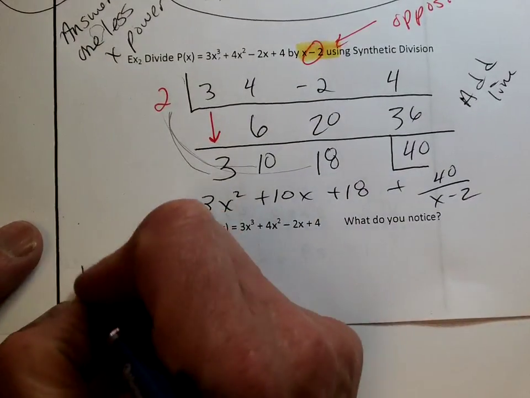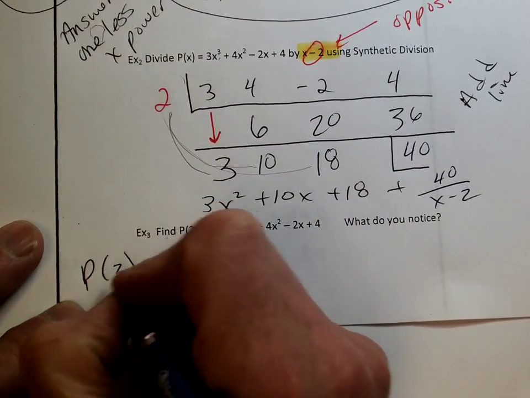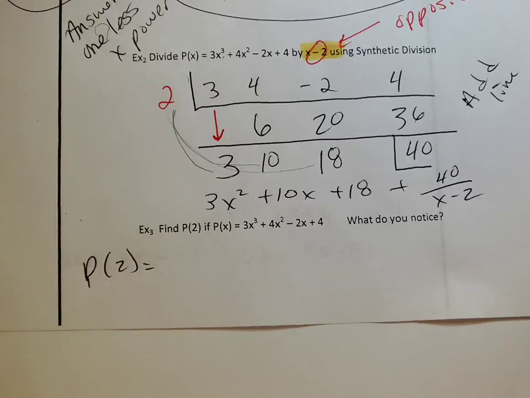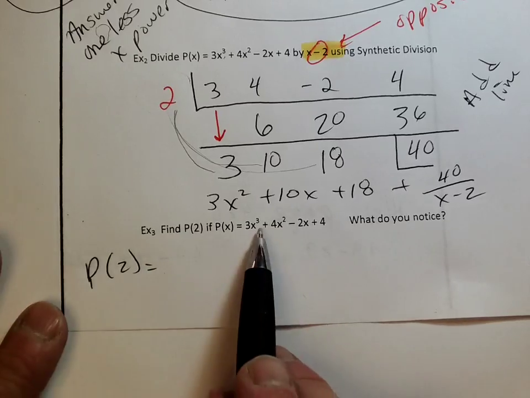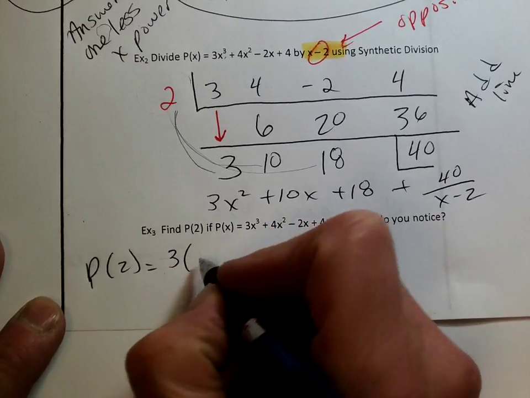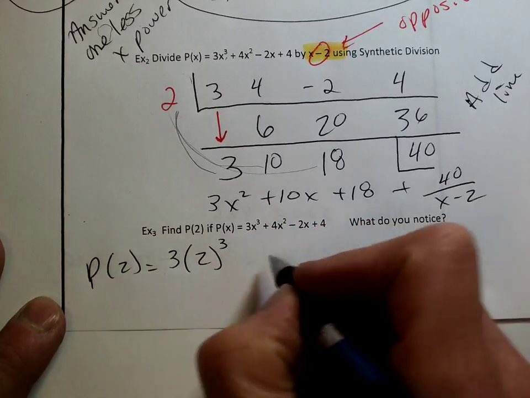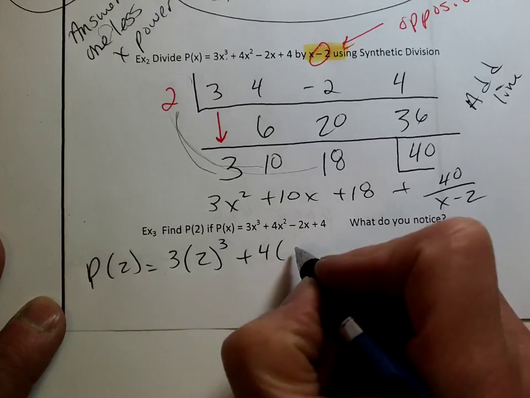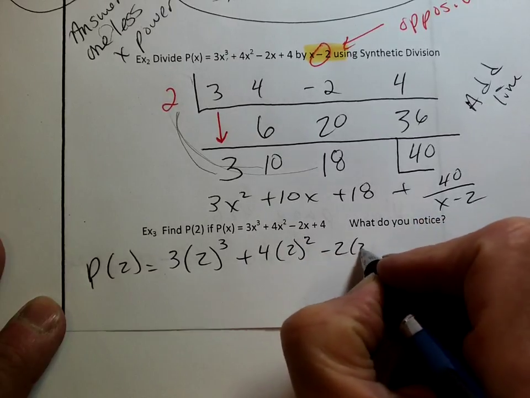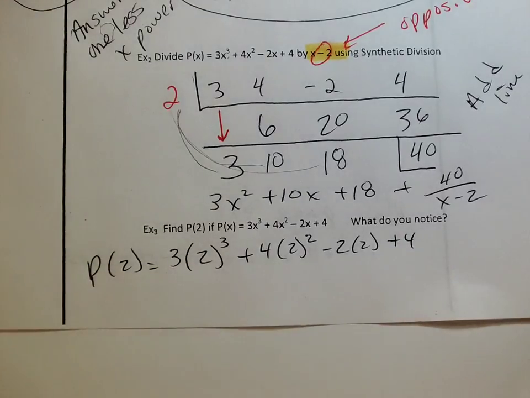Example 3 says P of 2. So what does P of 2 mean? It's a question. P of 2 means x equals 2. So let's plug in 2 for all the x's: 3 times 2 cubed plus 4 times 2 squared minus 2 times 2 plus 4. And I'm just going to use a calculator, because this is way too much work for me.